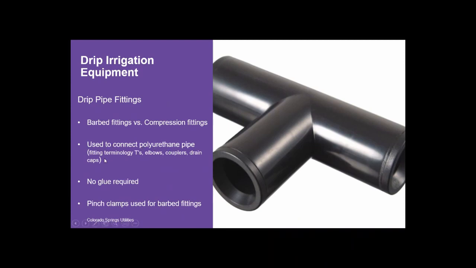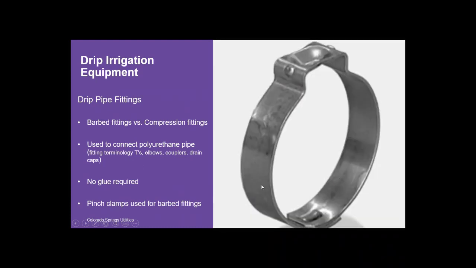Some of the fittings terminology you'll hear is a T, which is an example of this, an elbow. They have straight couplers for repairs, and then drain caps. You really want to make sure you utilize those drain caps at the end of each one of your drip irrigation runs, or your end of the pipe. That way you can go ahead and take that cap off and flush that irrigation zone if you have a lot of debris that has entered that line from a potential break.